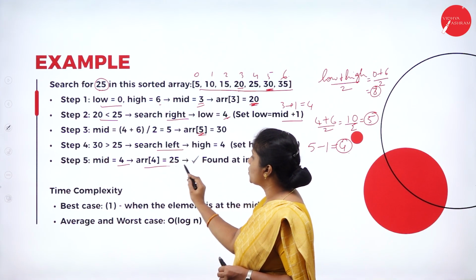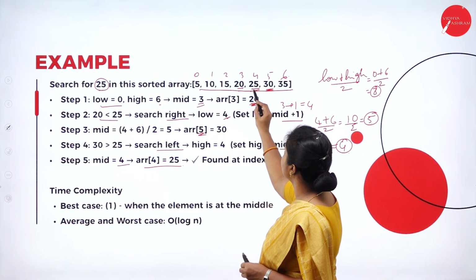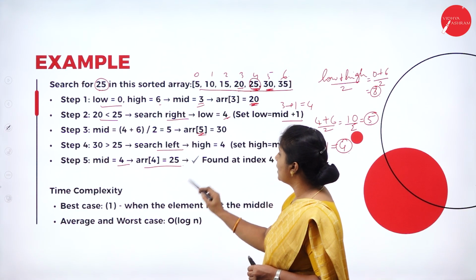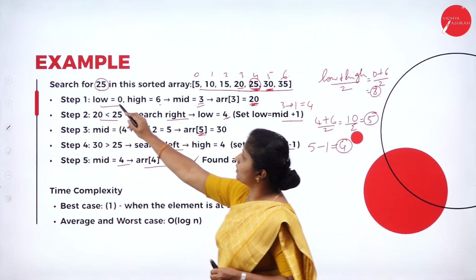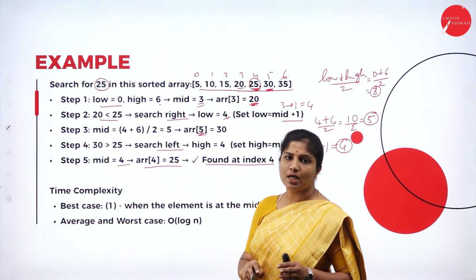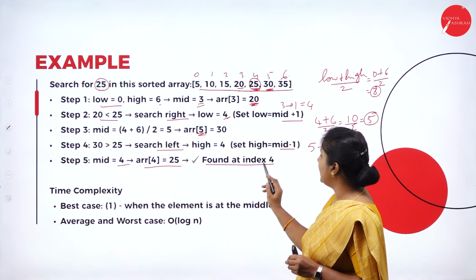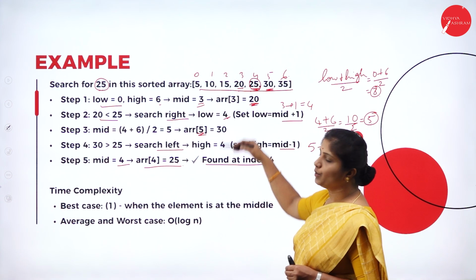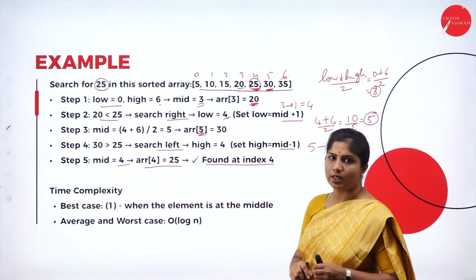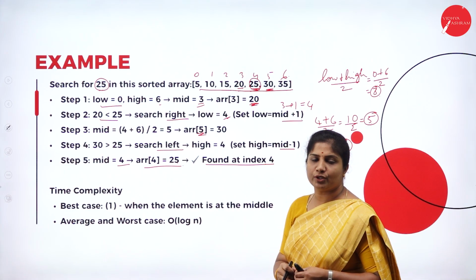Then search with the array of 4. What value does array of 4 hold? That is 25. Now I got 25 equals 25. Yes, I found it at index 4. So I got the key value 25 at index 4. So this is how the binary search works. Understood? Now what will be the time complexity for the binary search?